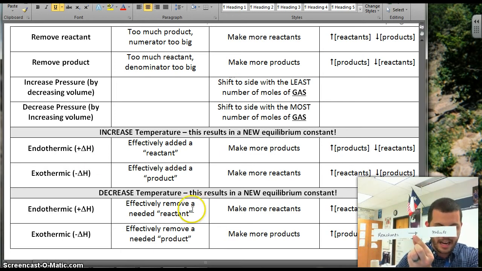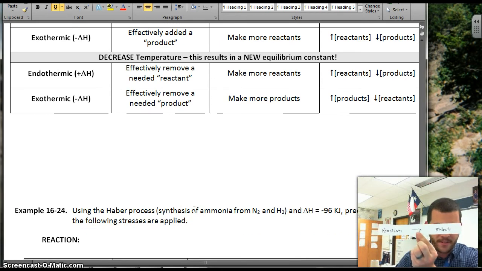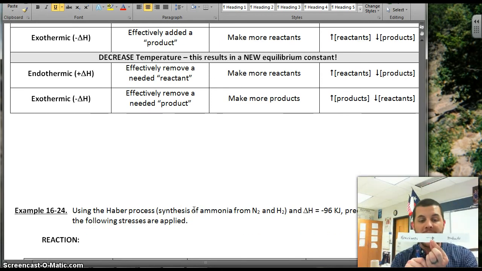In an endothermic reaction, if you decrease the temperature, basically you're removing reactants, so your reactants go down and therefore you have to make more reactants. And in an exothermic reaction, if you decrease the temperature, then basically you're removing products, so you need to shift your reaction to make more products.